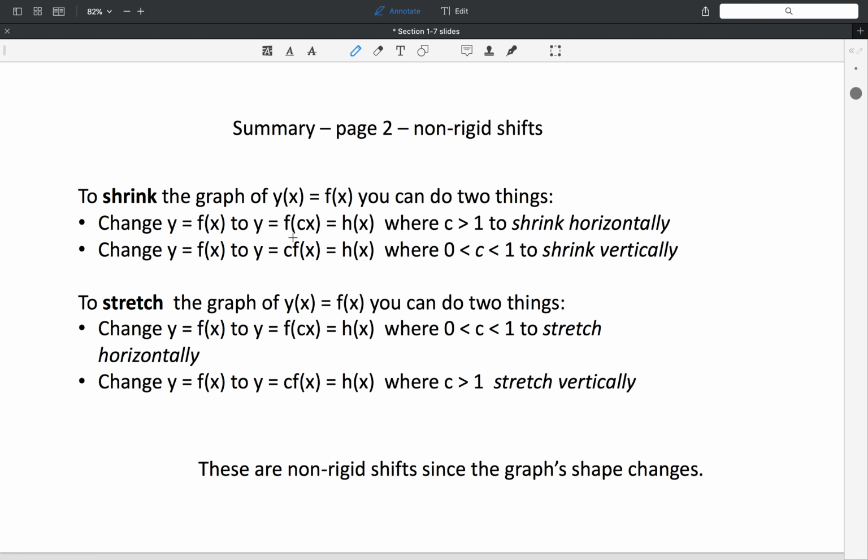This just summarizes that if I multiply c times x, that shrinks horizontally. If I multiply c times f of x, that's going to shrink vertically. These are the examples I did earlier. If we multiply c times f of x with c less than 1, I shrink vertically. And if I multiply it by c greater than 1, the entire function, I'm going to stretch vertically. So again, these are just good things to keep track of.